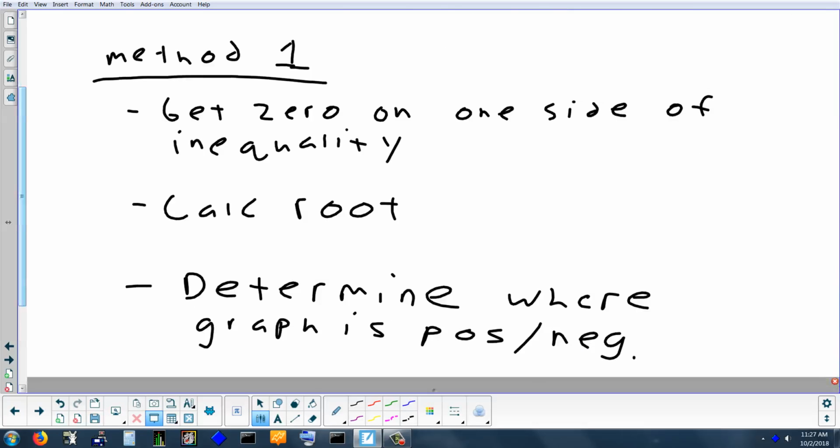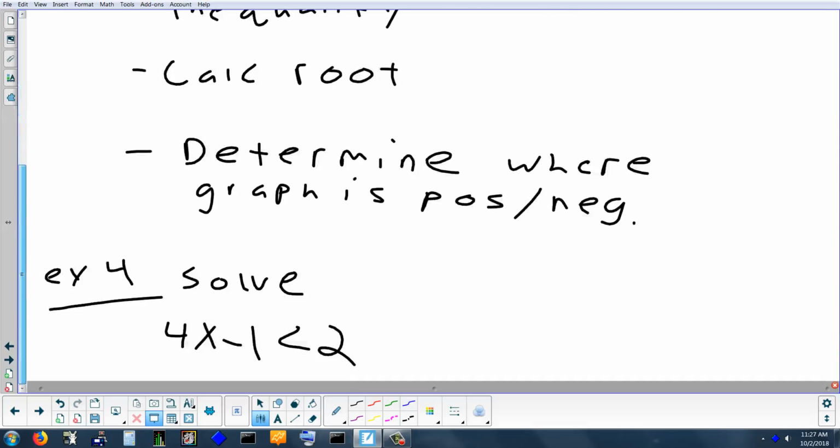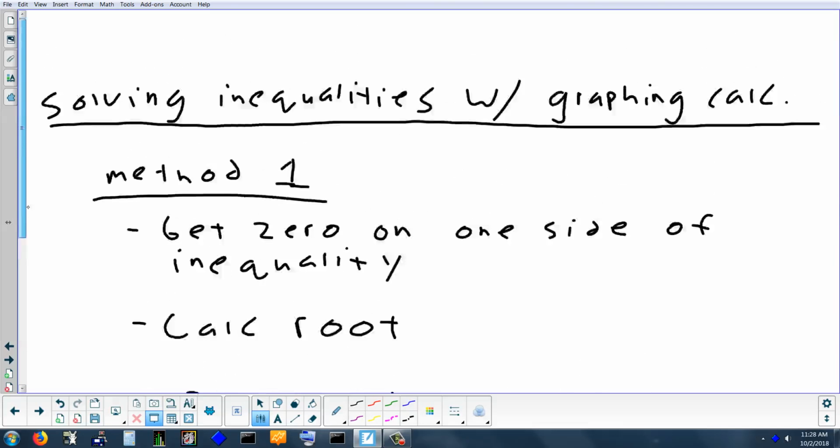So we're going to look at our graph, and we're going to figure out where it crosses the x-axis, and then look at the question and say, does the question want to know where the graph is above 0, or does it want to know where it's below 0? It'll be one of the two. So we'll go through those steps right now with that example. 4x minus 1 is less than 2.